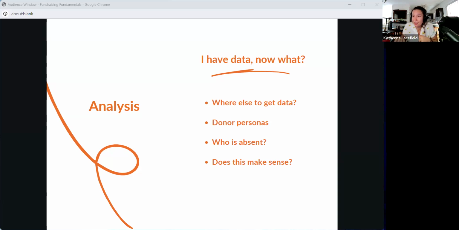Maybe they weren't as active on socials. Maybe we weren't doing the kinds of outreach that would be accessible to the younger generation. This is where building up your donor personas can be very helpful, but also figuring out who is absent. So who is not on your list that, according to general reports, should be.